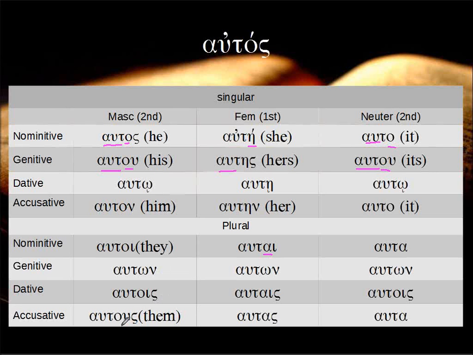Excellent, very good. For the neuter, I'll just do the nominative and accusative forms, because you'll see that the genitive and dative for both the masculine and neuter are identical. So for this one, the nominative accusative singular is auto. And then the nominative plural is auta again, but instead of the omicron, it's an alpha.